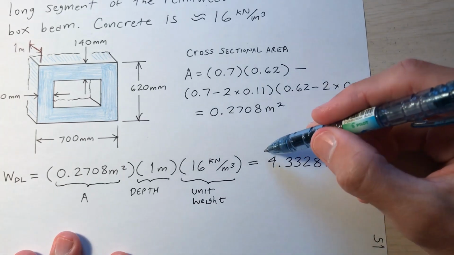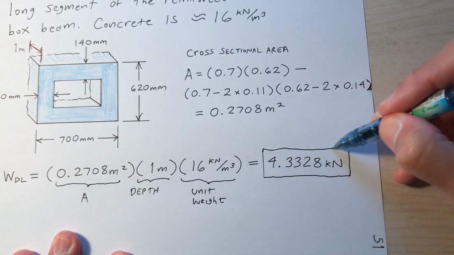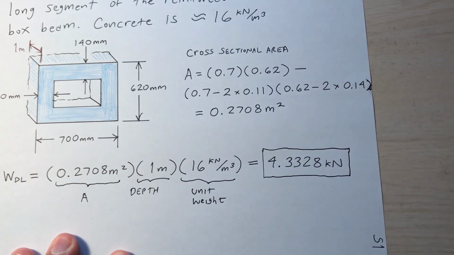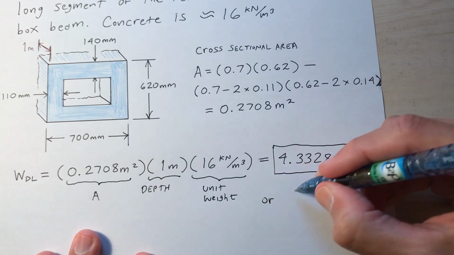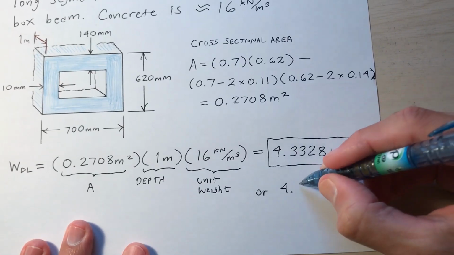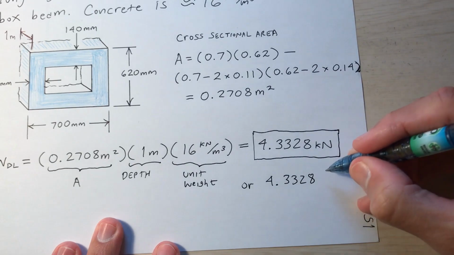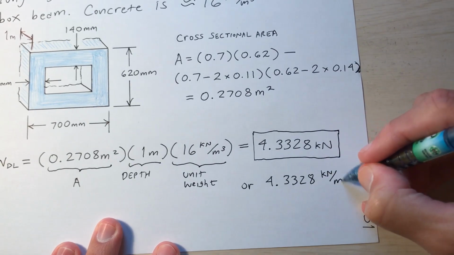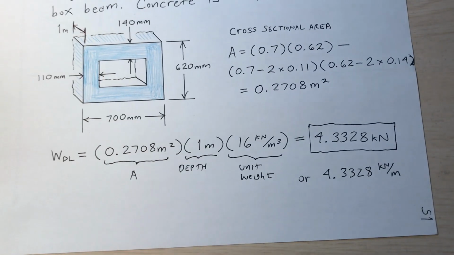So I could present this as my answer. Or since this is in terms of meter of length along the beam, I could also say 4.3328 kilonewtons per meter, meaning that it acts along the length of the beam. So that's an example of how to calculate the self-weight of a beam, in this case a concrete box beam.